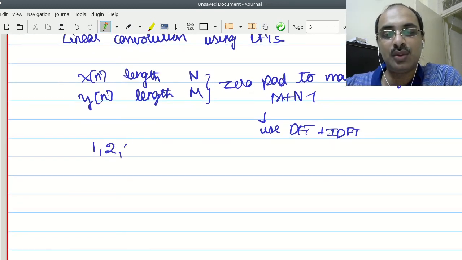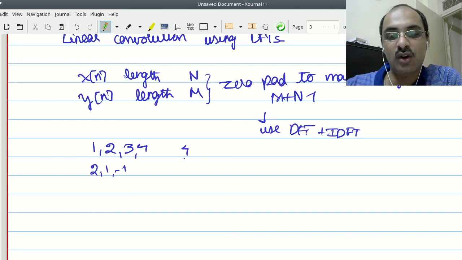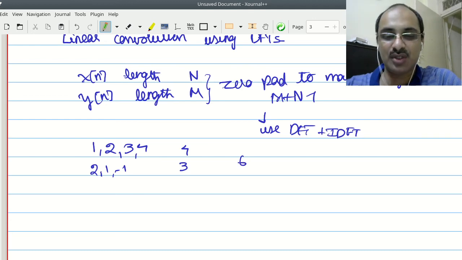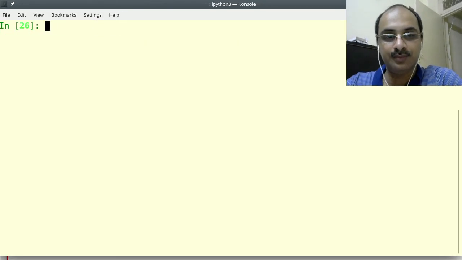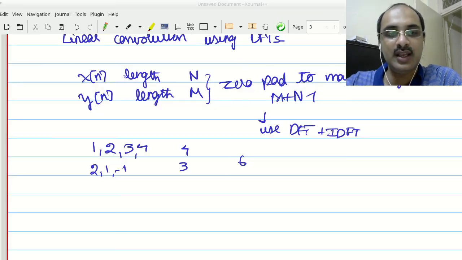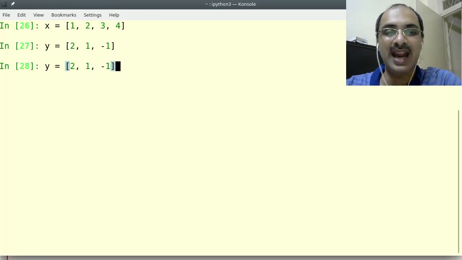Let's say 1, 2, 3, 4, and we'll take 2, 1, minus 1, these two sequences. The length over here is 4, the length over here is 3, so we need a length 6 sequence. I am just going to do it numerically. I have x as 1, 2, 3, 4, y is 2, 1, minus 1, but I need to pad them to make the length 6.